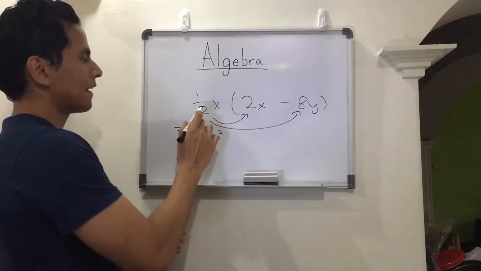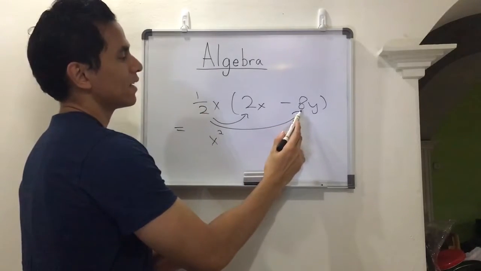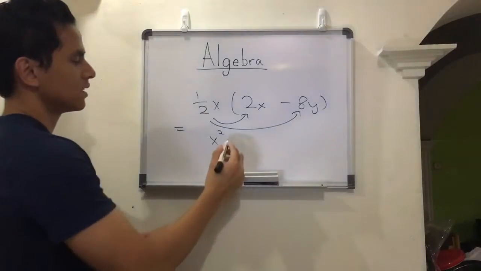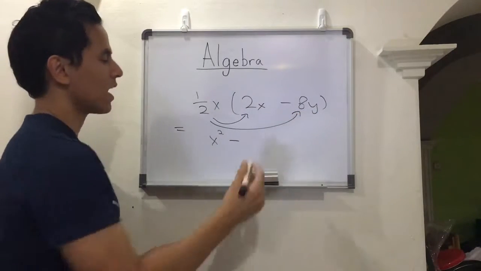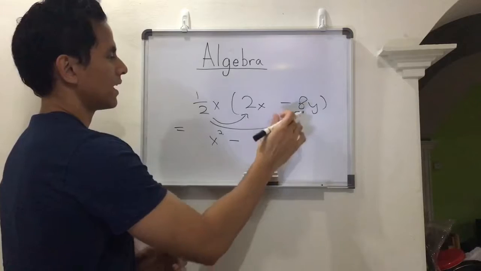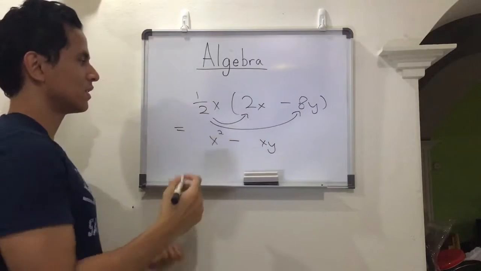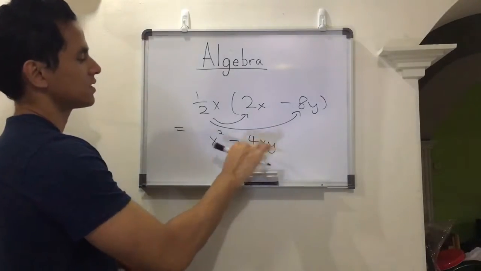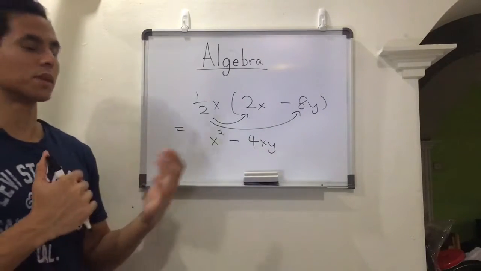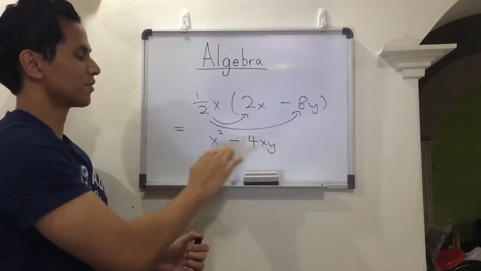Okay, next step, we're going to do half x multiplied with negative 8y. So x times y gives us xy, and negative 8 times half, so 8 divided by 2, will just give us 4. So this is the final answer again, because we can't simplify it any further. This is x squared and this is xy, so these are different from each other.